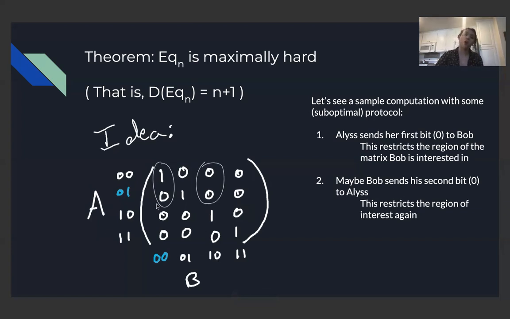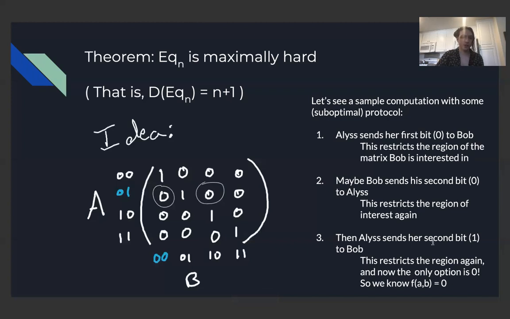And so now Alice and Bob are only interested in the places where Alice's first bit is a 0 and Bob's second bit is a 0. So this again restricts the region of interest. Then maybe Alice sends her second bit to Bob, and this restricts the region again to now only these entries, where we know Alice's string exactly, and we know Bob's second bit is a 0. And now we're done, and we can halt the computation. Alice and Bob both know what the answer should be, because the region that we've restricted to is monochromatic. There's only zeros in the region, and so we now know what the output has to be. The output has to be 0, and we can stop.